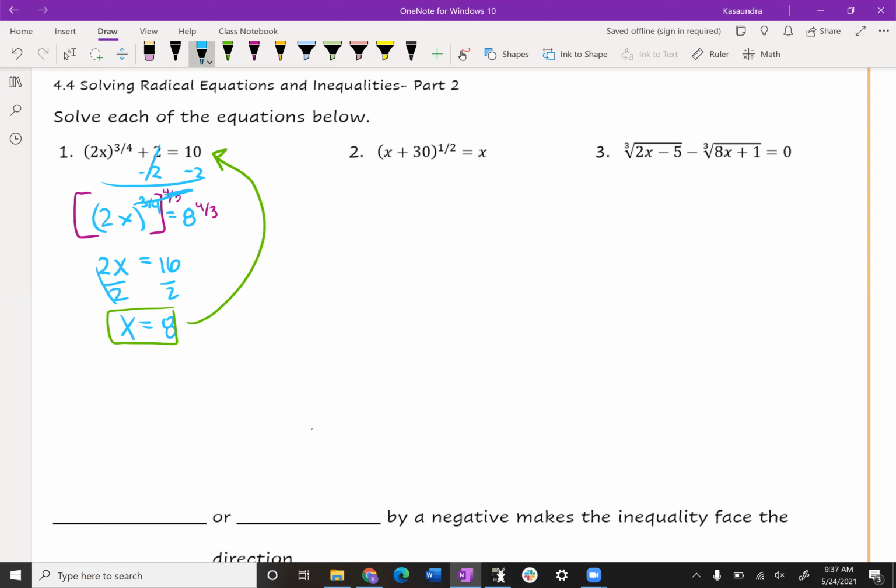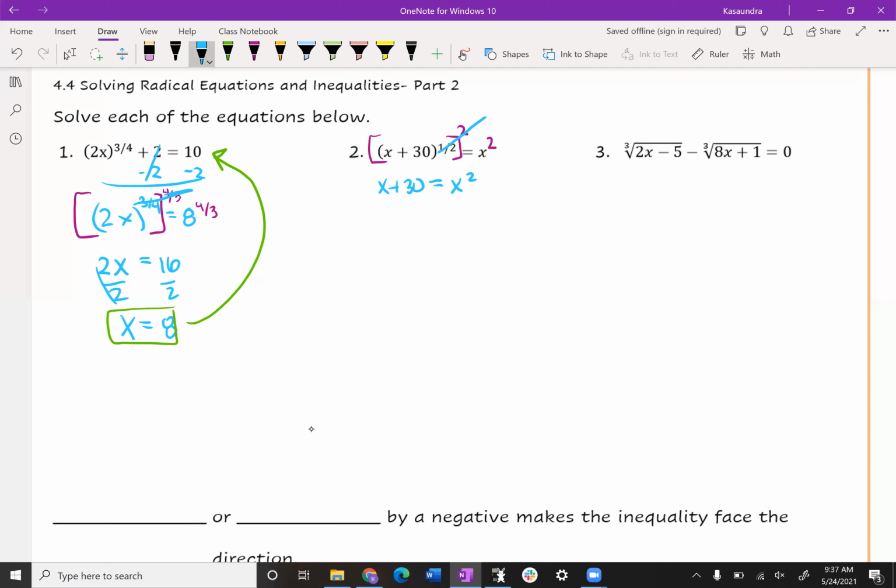On number 2, I actually don't have anything outside of the parentheses to take care of. I really have to take care of that exponent first. So the opposite of a 1/2 exponent is, again, its reciprocal. Instead of 1/2, a 2/1, which is my nice pretty whole number. It's like squaring both sides. So my exponents there, 1/2 and 2, those are gone. I'm left with the x plus 30 equals an x squared.